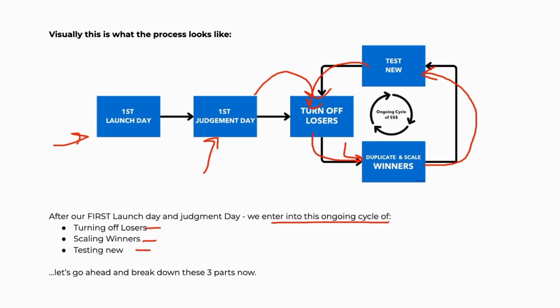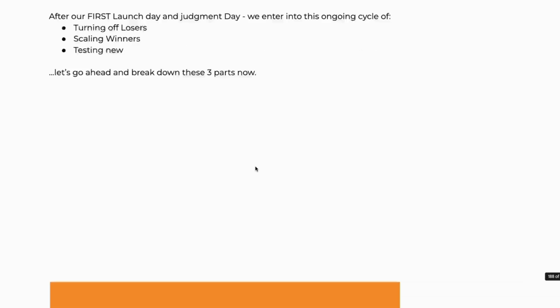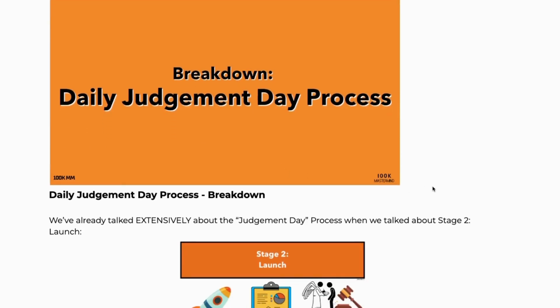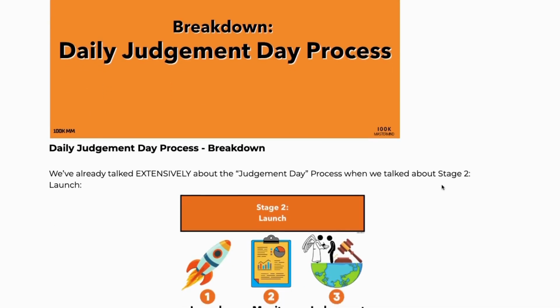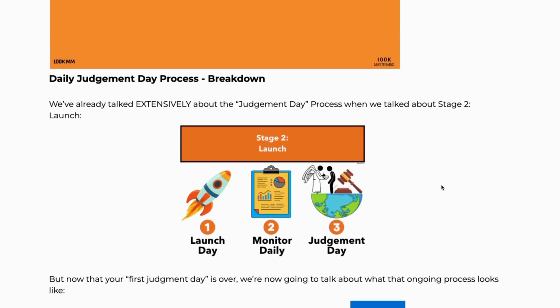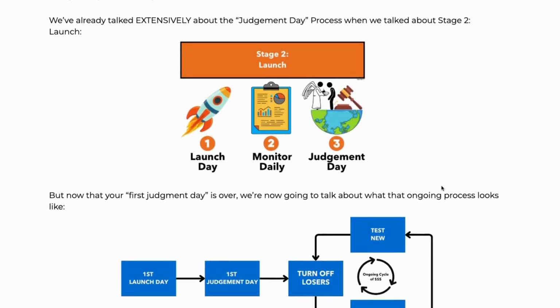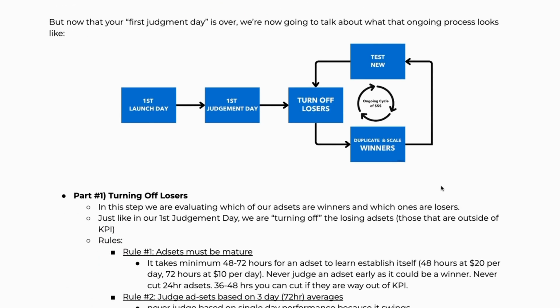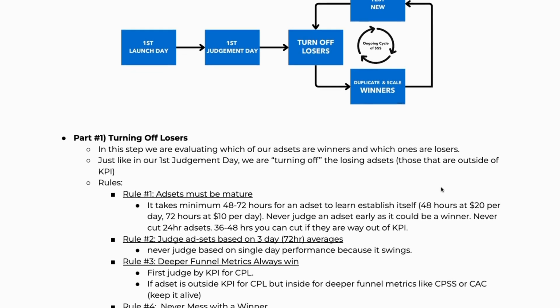So let's go ahead and break down each of those 3 parts right now so we can actually talk about that. So, judgment day process breakdown. Again, we extensively talked about judgment day back when we talked about stage 2, which was launch. And this is going to be extremely similar to that, except now we're focusing more on the ongoing process, right? So part number one is going to be all about turning off losers.